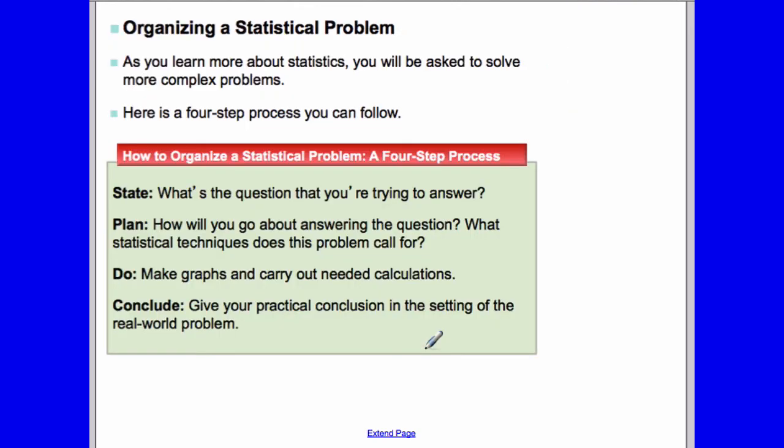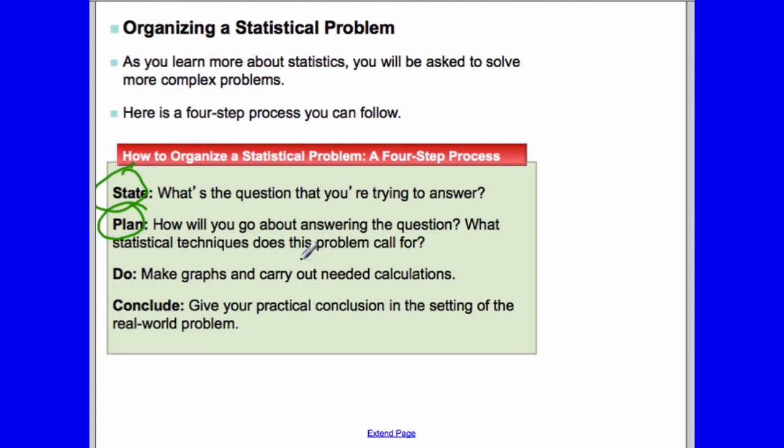Organizing a statistical problem. You'll see this throughout the book, and it's not a bad idea. The AP stats test people, when they go to grade your test, will love this scenario. As you learn more about statistics, we've got to find a way to organize our thinking. State, plan, do, conclude. State the question you're trying to answer. Plan. How will I go about answering the question? What statistical techniques does this problem call for?